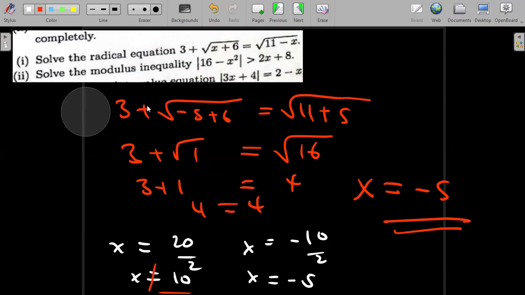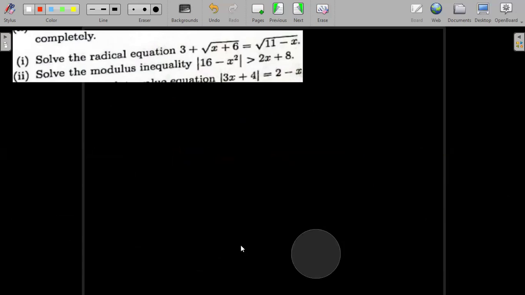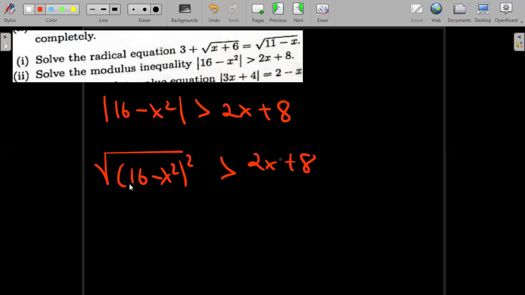All right, let's move on to the next question. So the next question says, solve the modulus inequality. And we've been given that the modulus inequality is modulus of 16 minus x squared, like that, greater than 2x plus 8. So this is what we have. So by definition of modulus, you can redefine the modulus as root over 16 minus x squared like this. Then this is greater than 2x plus 8.